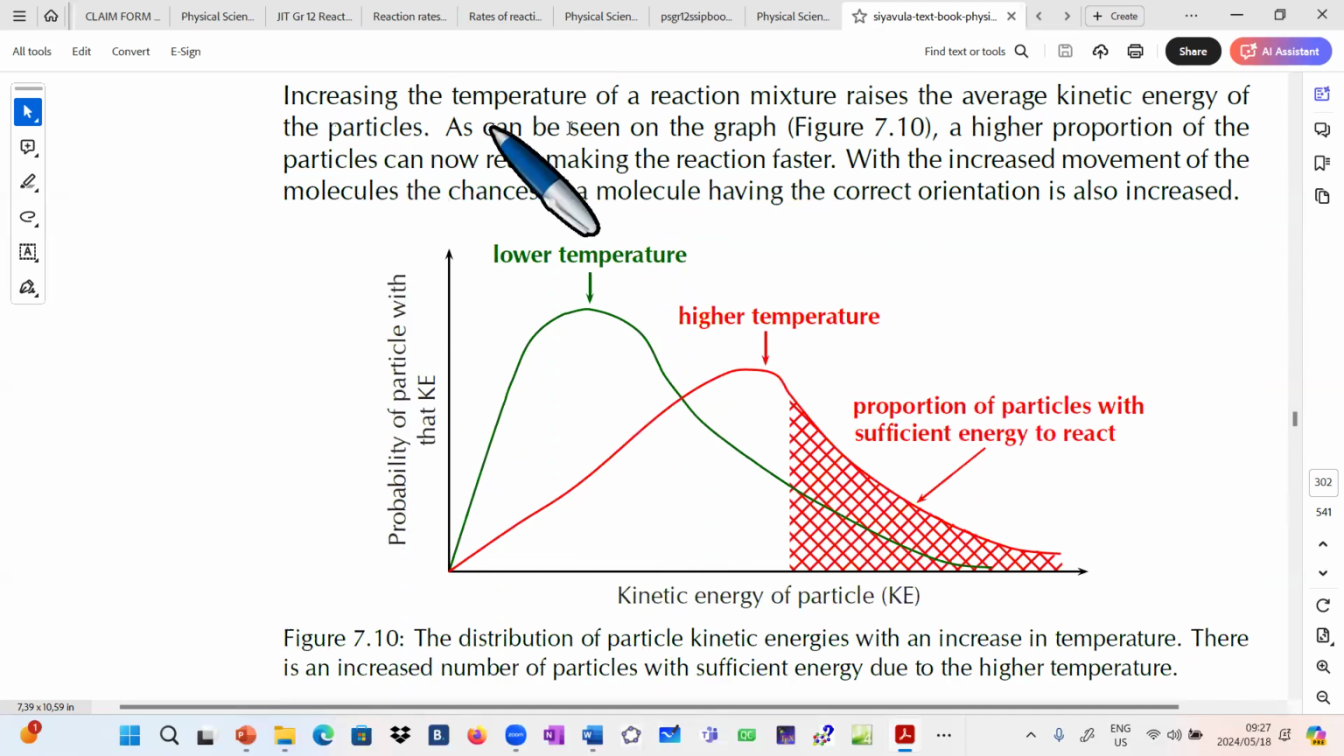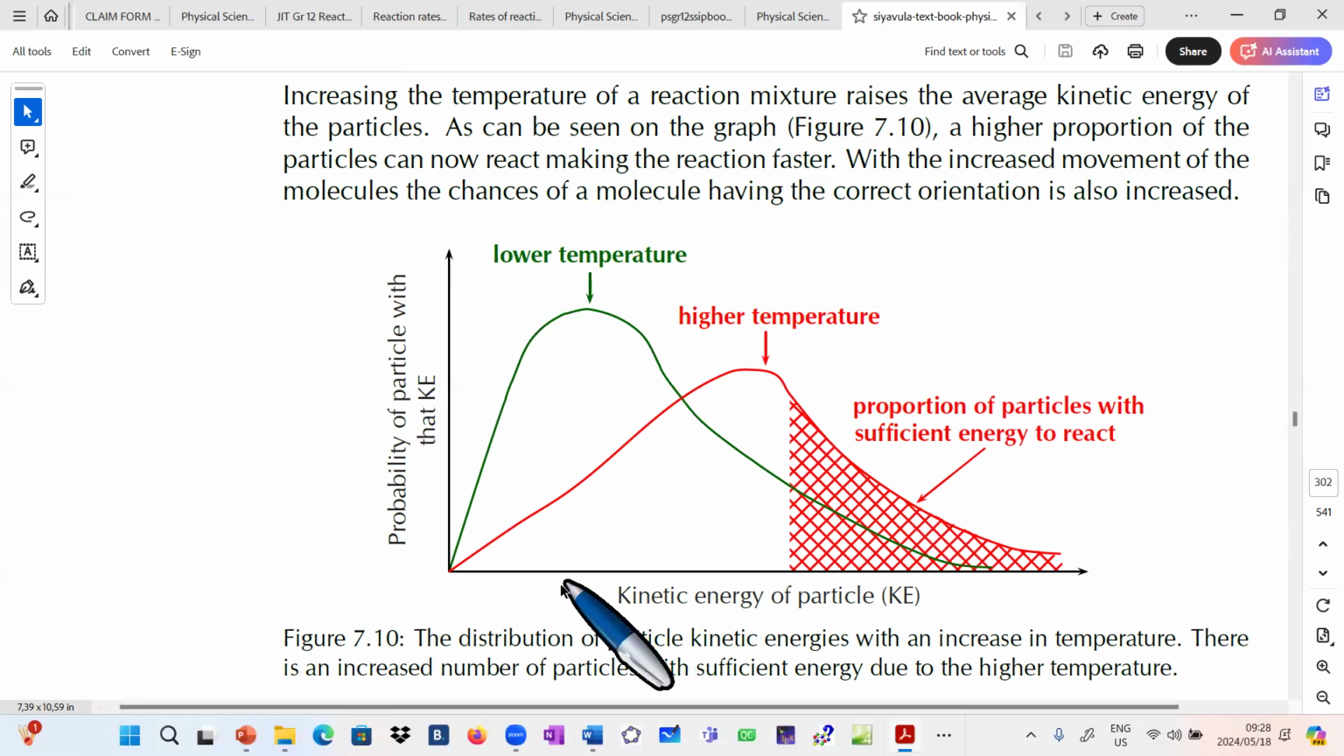So what happens when we increase the temperature of a reaction mixture? Increasing the temperature raises the average kinetic energy of the particles. If you heat the reaction mixture, the average kinetic energy of the particles increases, as can be seen on the graph in figure 7.10. A higher proportion of the particles can now react, making the reaction faster. With the increased movement of the molecules, the chances of a molecule having the correct orientation is also increased.